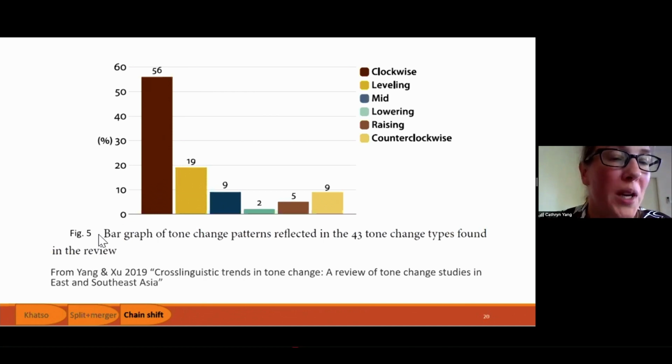In fact, Shu Yi and I did a review across 45 different languages of ongoing tone changes that were reported in these languages. And we found that 56% of the reported changes fit into the clockwise directionality. You'll remember what we saw about the contextual variation is that high tones are often realized with a rising trajectory, low tones are often realized with a falling trajectory, and that is the clockwise direction. So the ongoing tone changes match the synchronic variation patterns. This makes me think that clockwise directionality is phonetically motivated. In other words, it's rooted in the mechanics of tone production.